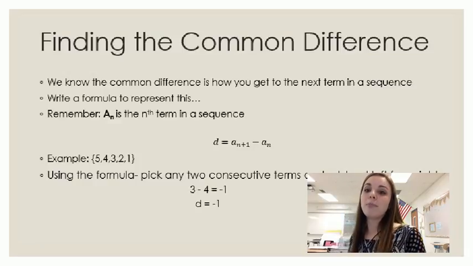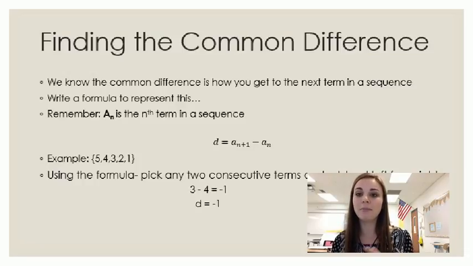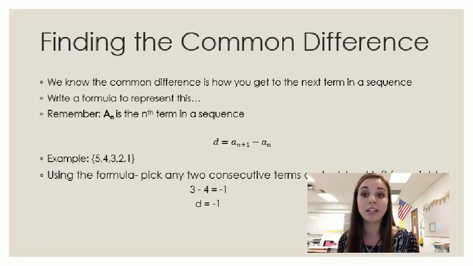So we are going to do an example for this. It says our sequence is 5, 4, 3, 2, 1. So we're going to use the formula. You can pick out any two consecutive terms. It could be 5 and 4, 4 and 3, 3 and 2, or 2 and 1. Doesn't matter which pair, it'll give you the same answer either way. So I picked 3 and 4. What you do is you subtract left from right. So I'm going to do 3 minus 4. And that gives me negative 1. So that means that my common difference is negative 1. So every time I move to the next term, I'm going to subtract 1.